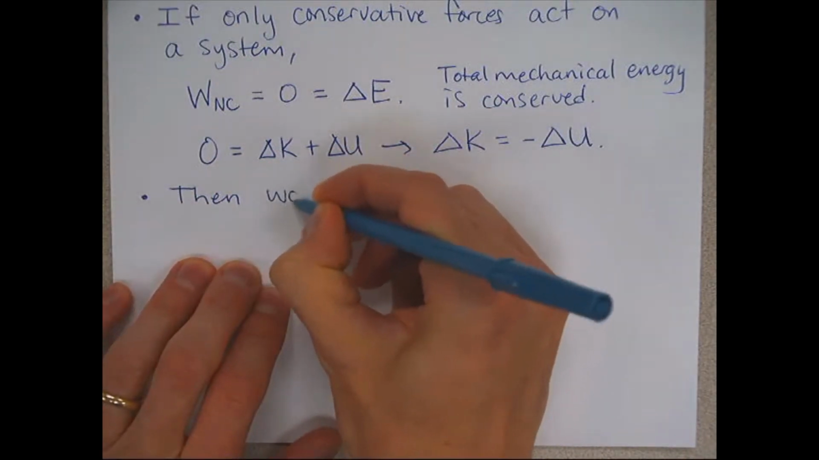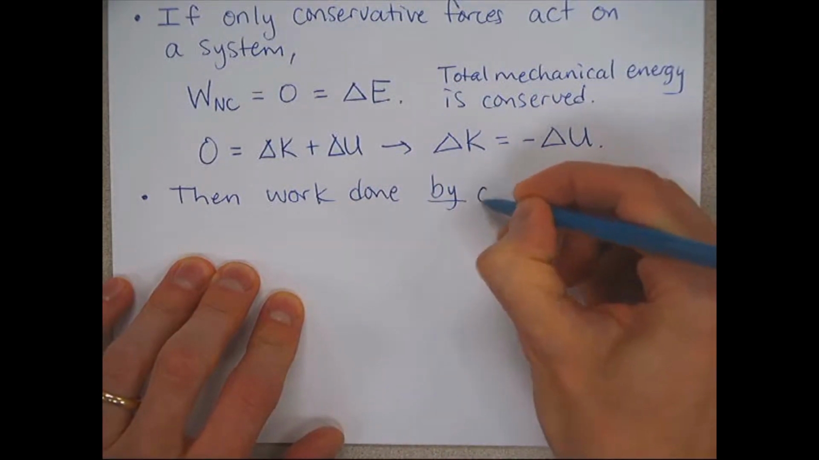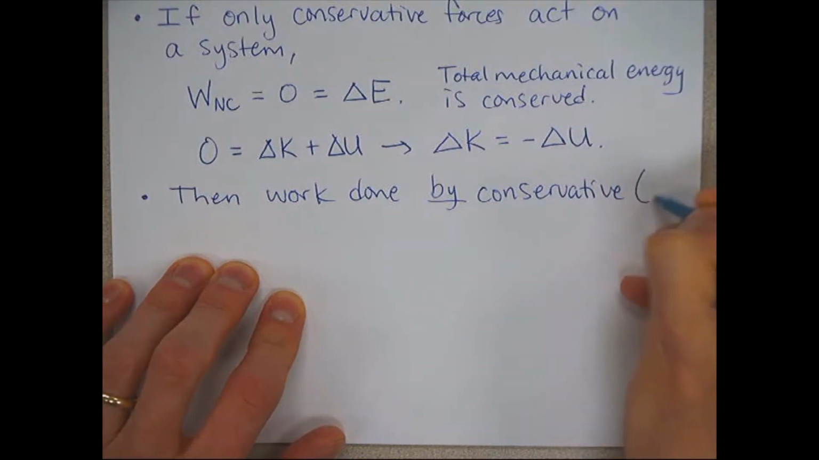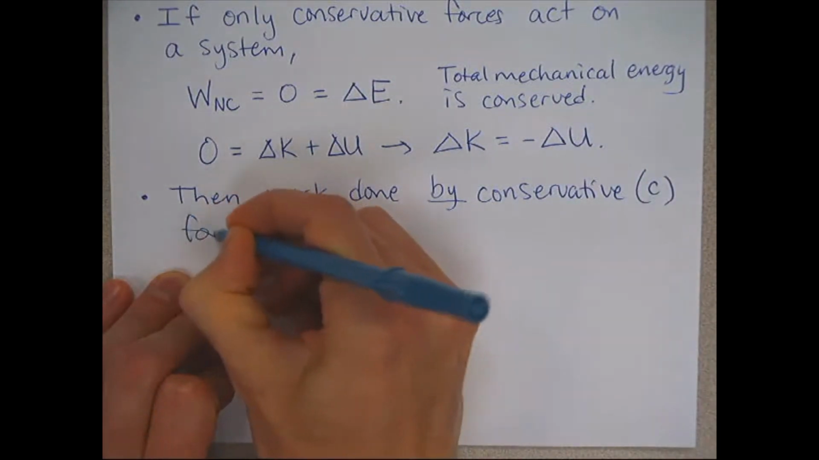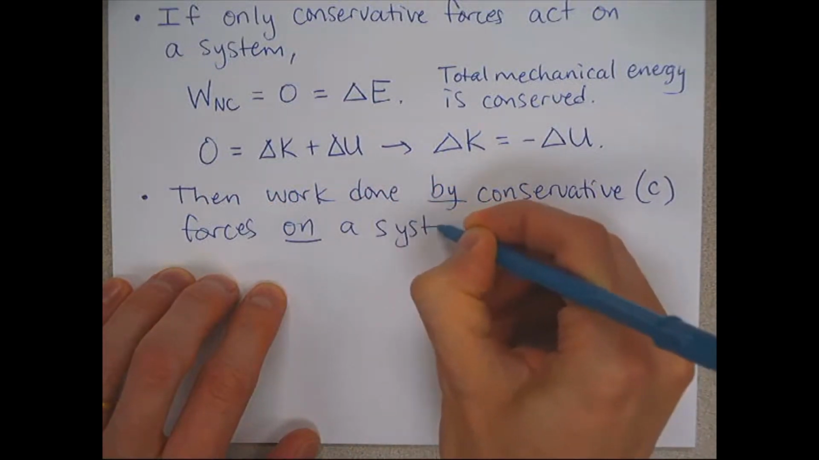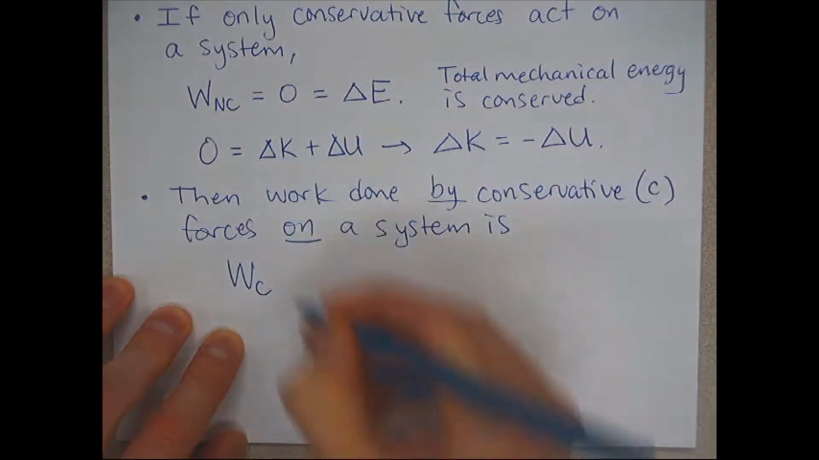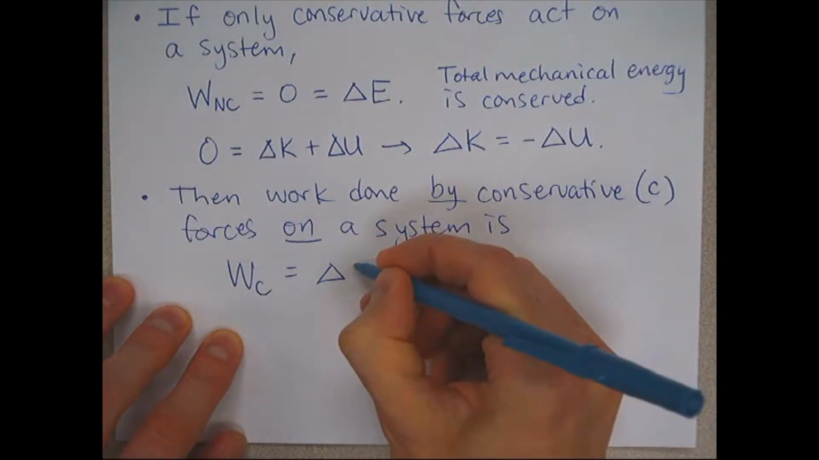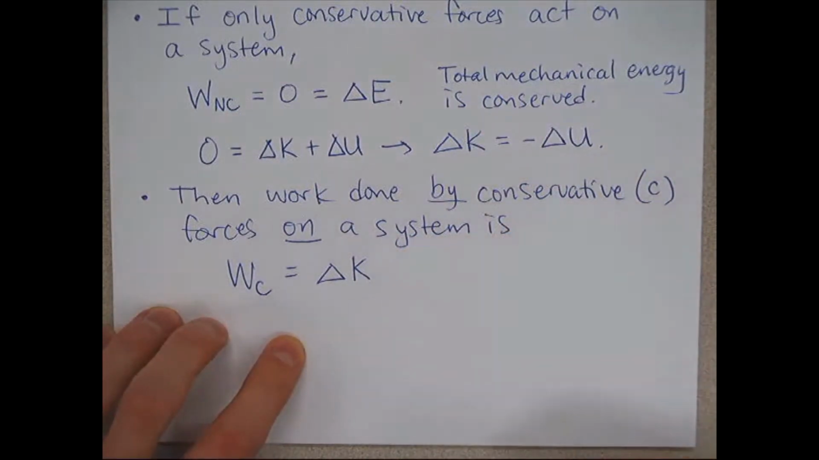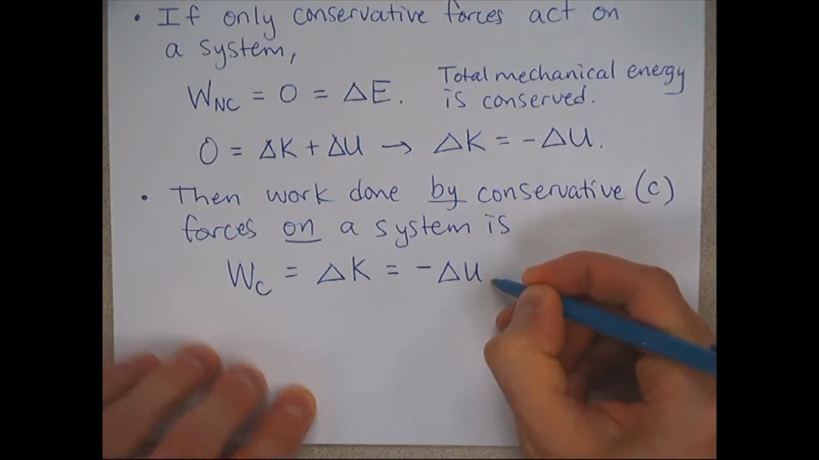Then the work done by these conservative forces, we'll just use a label C, on a system is work conservative, delta K, which is the negative change in potential energy.